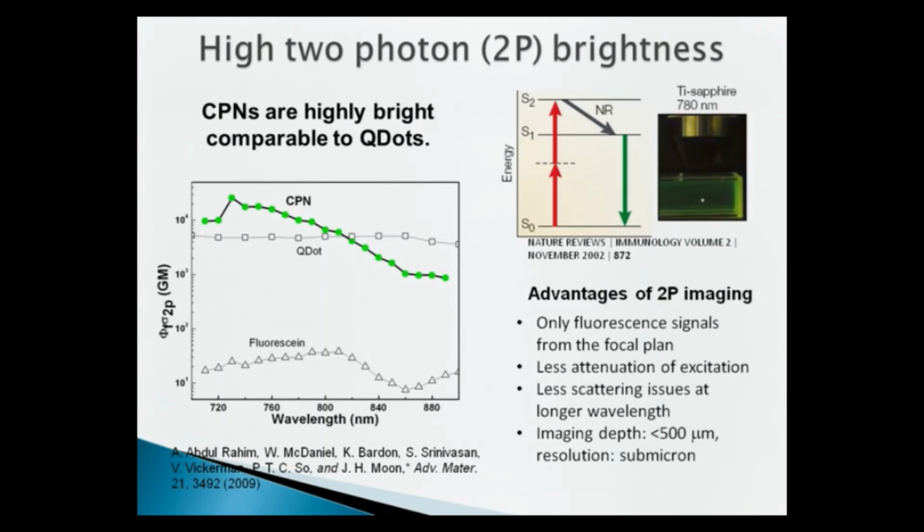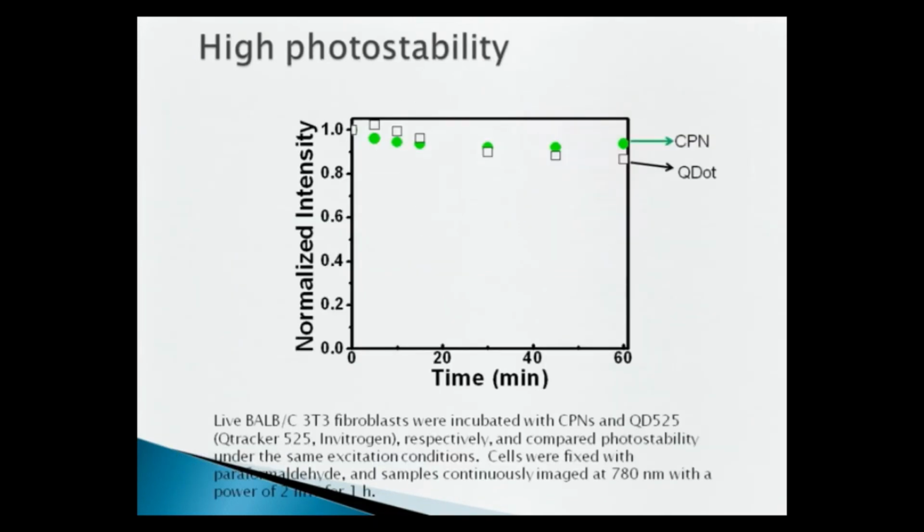But we looked at these conjugated nanoparticles versus quantum dots and fluorescein over different wavelengths. And we also looked at the conjugated nanoparticles versus quantum dots over time, showing that they're both very stable. So I talked about fluorescent nanoparticles, and I talked about conjugated, fluorescent polymers.